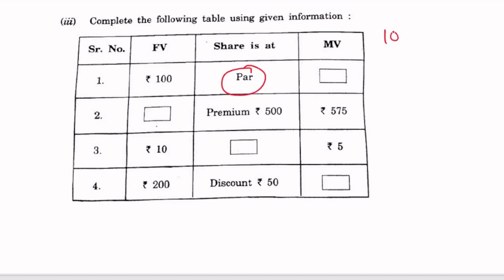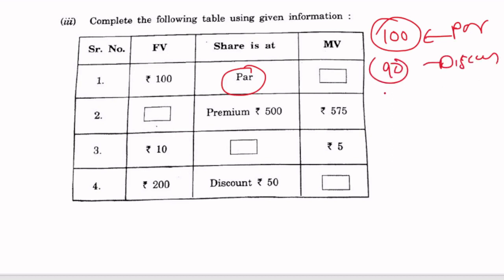For example, the product cost is 100 rupees. If you're buying at 100, this will become par. If you're buying less than 100, that is 90, it will become discount. And if you're buying more than 100, you're paying premium because you're buying more than the given price. Now 100 is the future value and share is at par, so it means same 100.